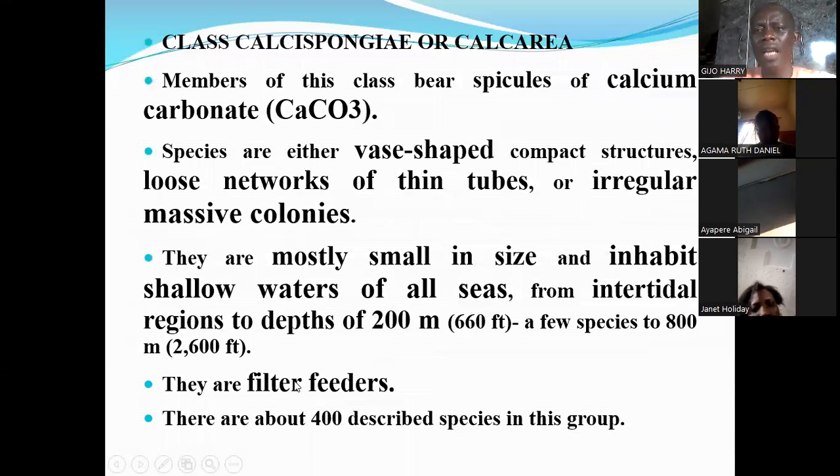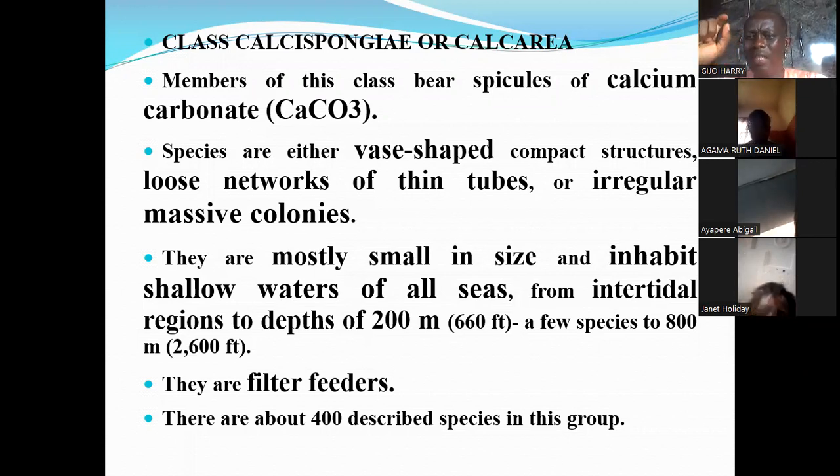So I want to look first at the class Calcispongia. As we discuss these classes, take note of what their spicules are made up of. That's one distinctive feature of the sponges. One thing that distinguishes one class of sponge from another is what the spicule is made up of. Now, the Calcispongia, just as the name implies, bear spicules that are made up of calcium carbonate. That's the source of the name Calcispongia.